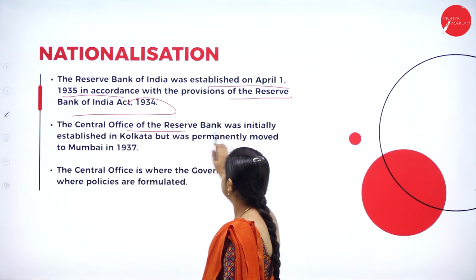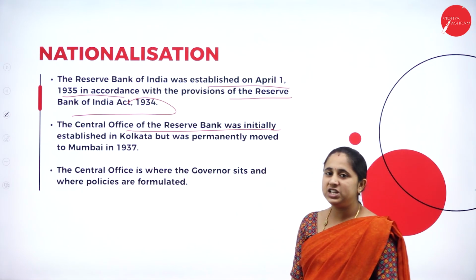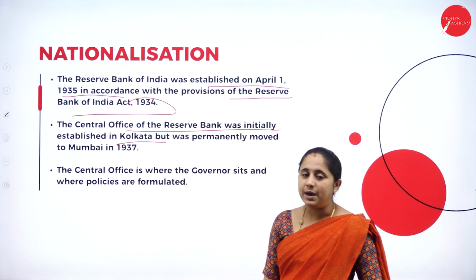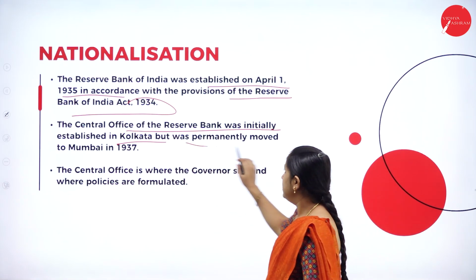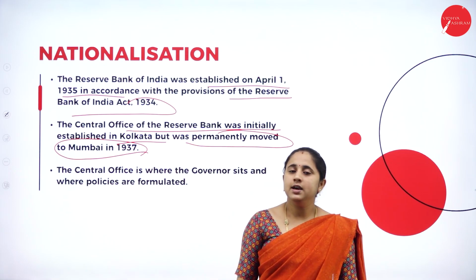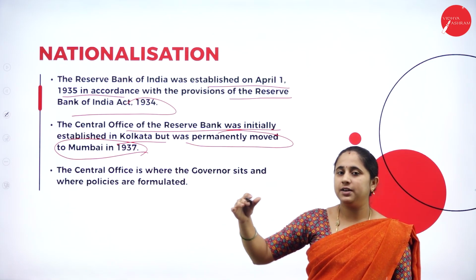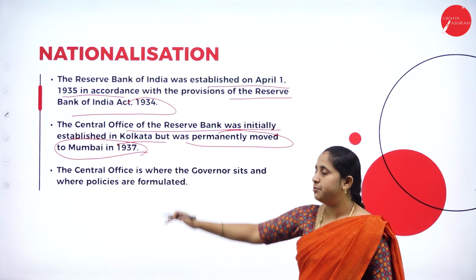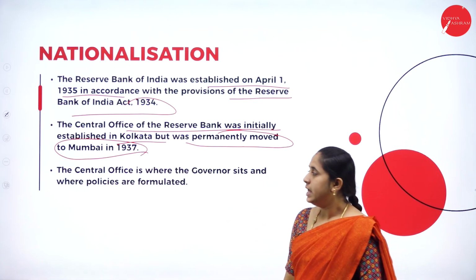The central office of the Reserve Bank of India was initially established in Kolkata. So in the year 1935 it was established in Kolkata, but then it was permanently moved to Mumbai in the year 1937.